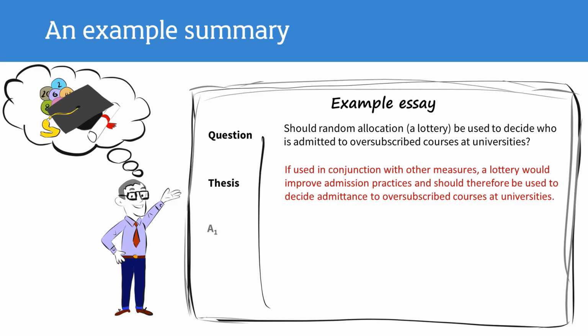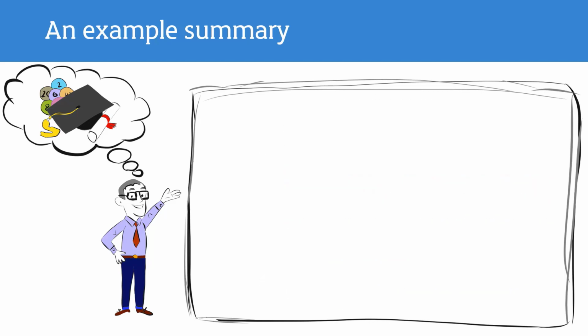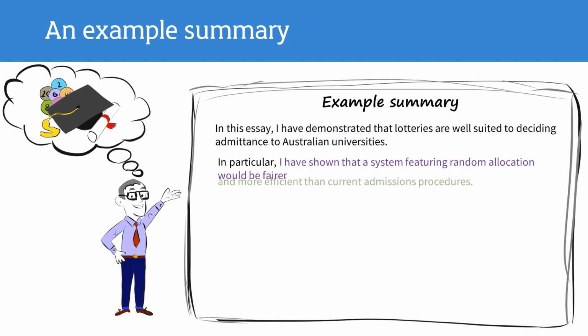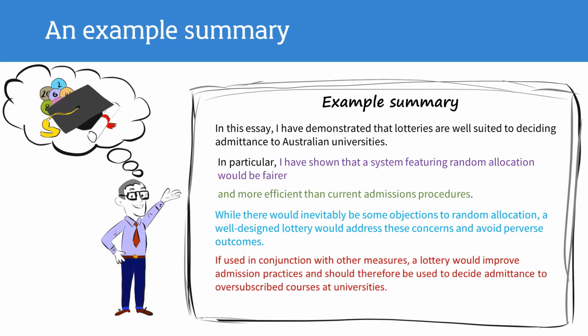For simplicity, let's assume we have 3 main supporting arguments. First, an argument about fairness. Second, an argument about efficiency. And third, addressing potential criticisms. So what does our summary look like? After a little bit of framing, we might simply rephrase these 3 main points and then maybe repeat a version of our thesis statement at the end. We end up with something like this.